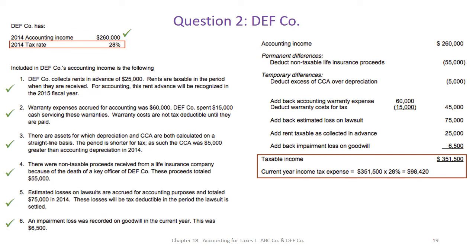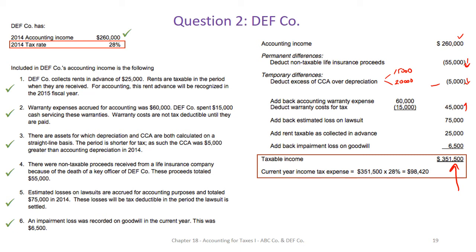And so we can now arrive at our final number for our taxable income, starting with our accounting income of $260, deducting our non-taxable life insurance proceeds because we don't have to pay tax on that. We can deduct the amount of CCA that was taken off over depreciation. Remember, the fully deductible amount is CCA. So if you go back to the numbers I used before, it may make more sense to say, well, I'm going to add back $15,000 in depreciation, but then take off $20,000 in CCA, but the net is still $5,000.